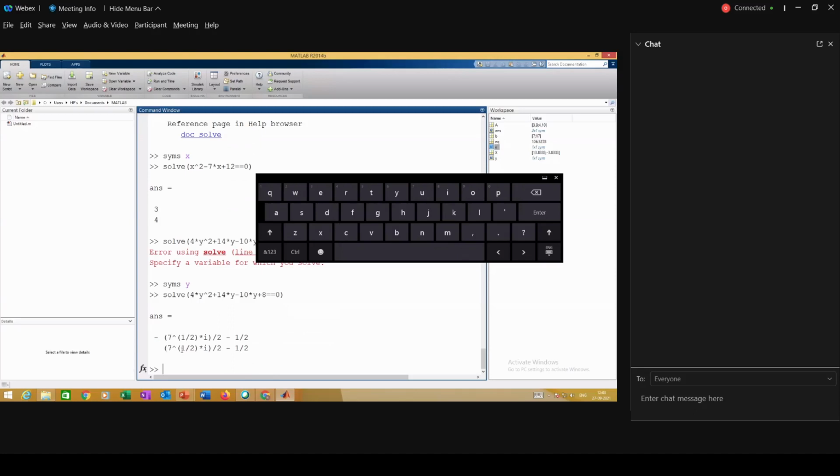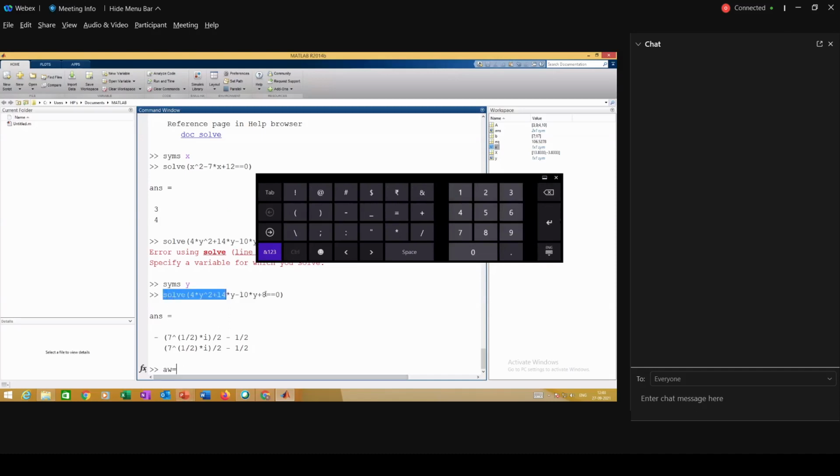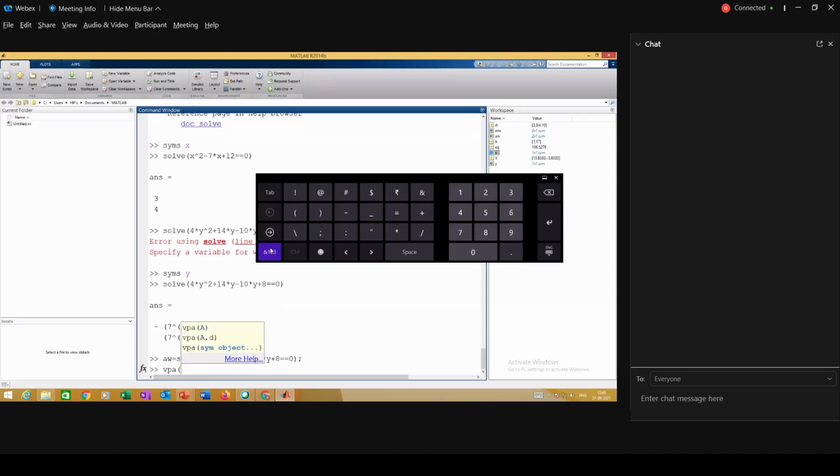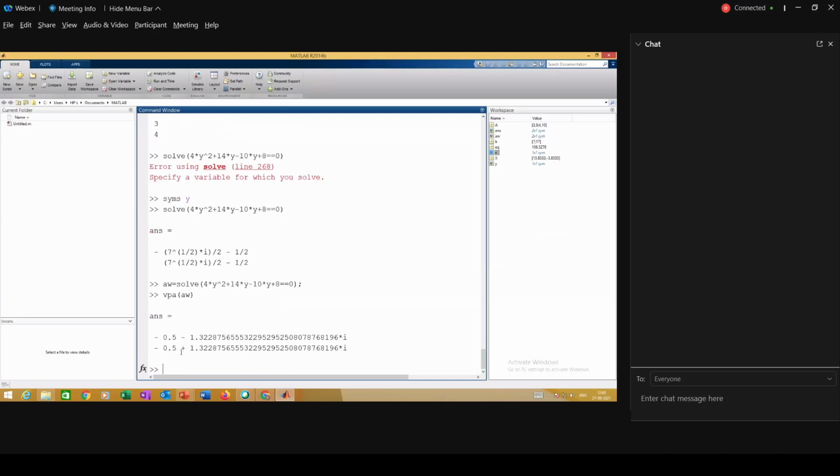So what we do, let's define a W equal to this. And where I got the answers, I got W, and then I'm writing VPA is the command. Basically, it gives our answers in readable form. W. Okay, so this is the answer of this.